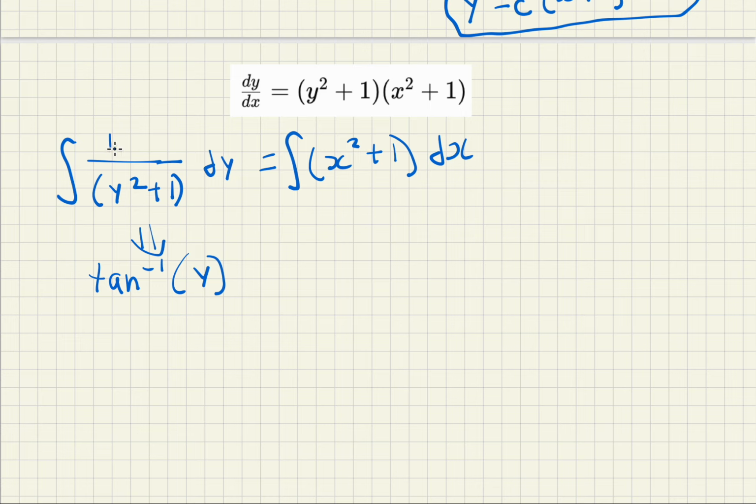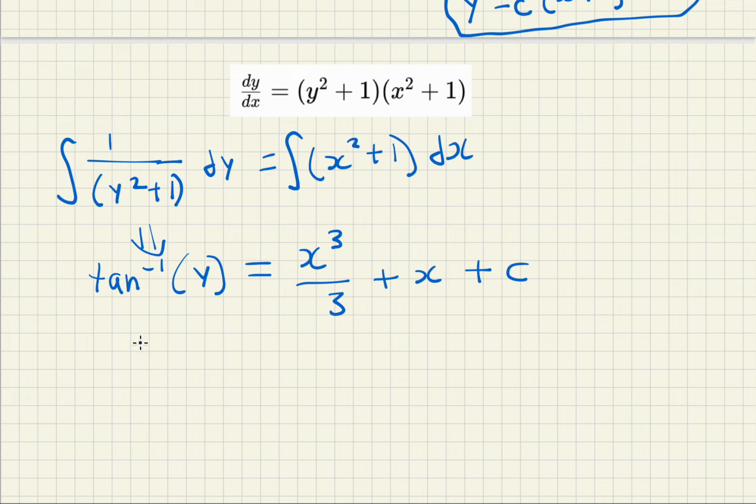If it was negative 1 over square root of y squared plus 1, it would be cosine inverse. And if it was positive 1 over square root of y squared plus 1, it would be sine inverse. So this is an identity. And on this side, x squared plus 1, we can use power rule, x cubed over 3 plus x. And then plus c. Remember, we had a plus c on this side as well. All we did was subtract it, and we got a new constant, c.